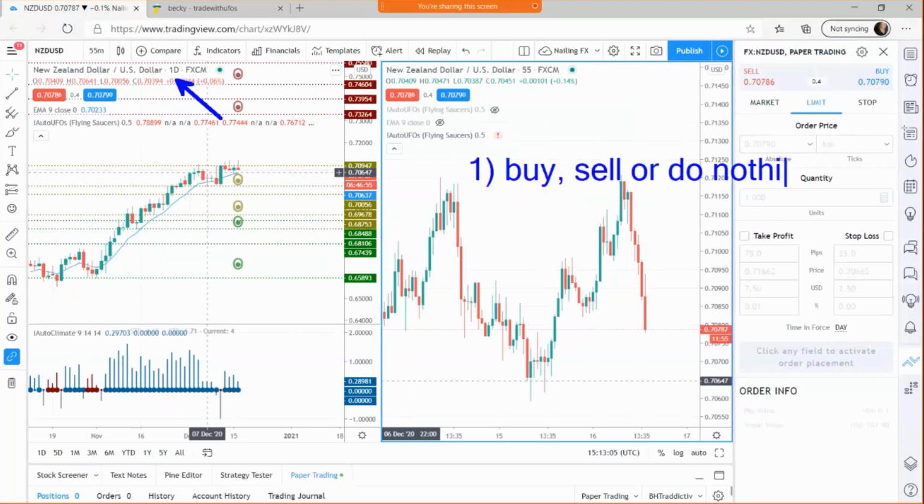Buy, sell, or do nothing. That's question number one. Why do we answer that first? Because if we're looking at an opportunity and there's nothing to be done, move on, save your time.